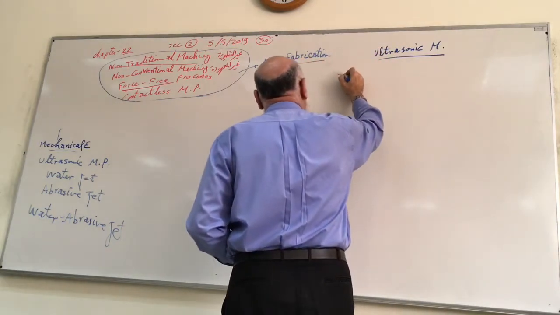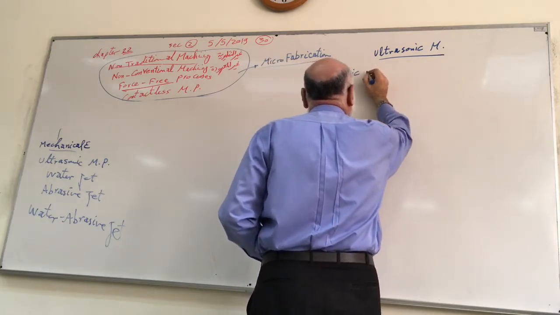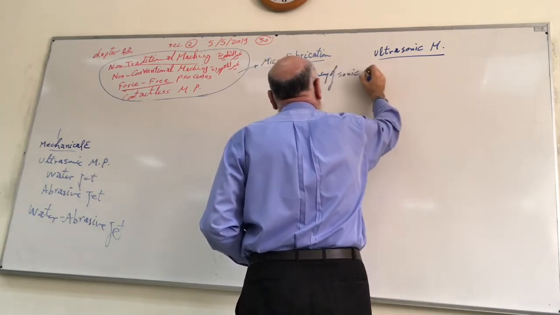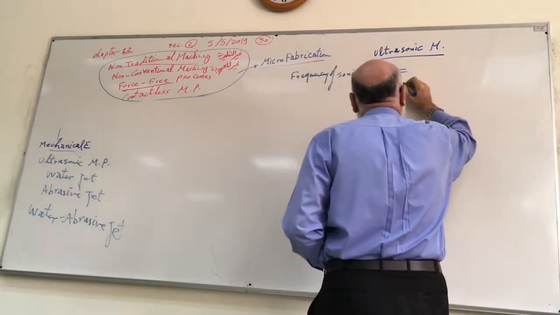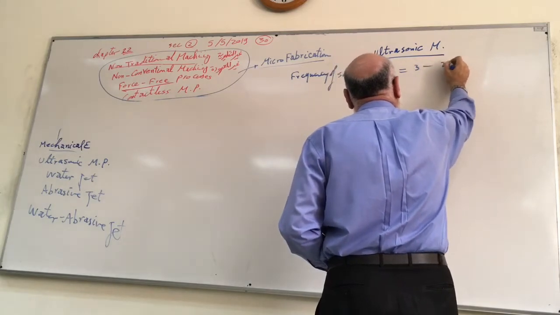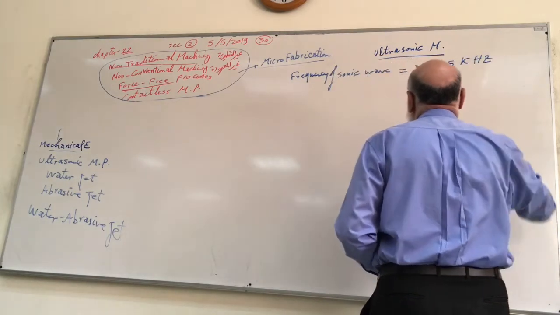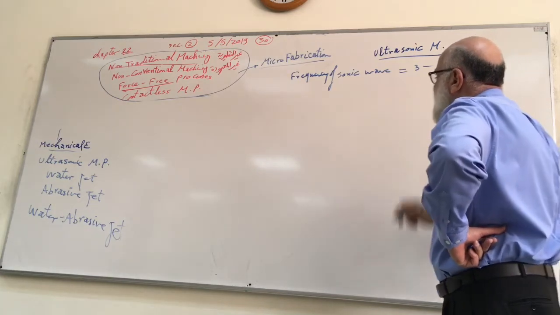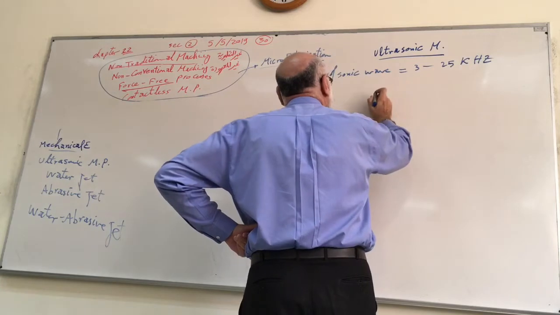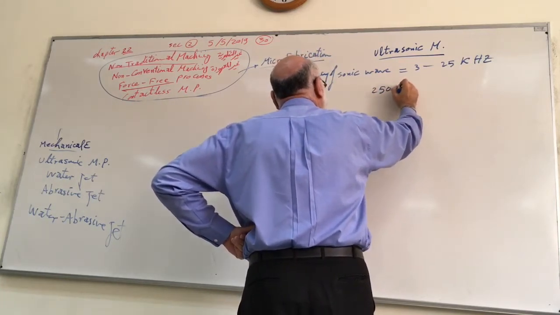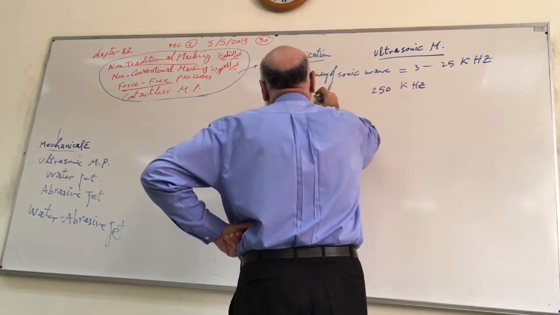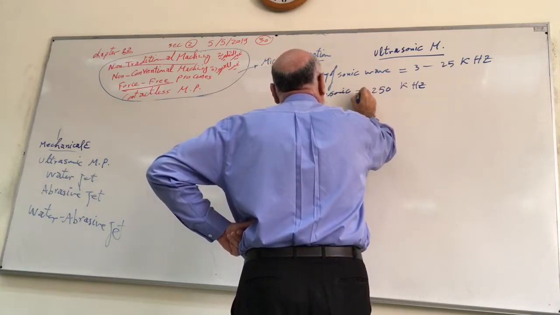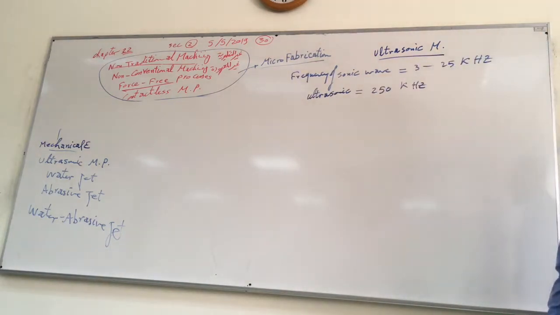You know the sonic wave, and the frequency of the sonic wave ranges from about 3 kilohertz up to 25 kilohertz. Lower than this we cannot hear, and higher than this we cannot hear either. Then we produce a wave of about 250 kilohertz, which is ultrasonic, and higher than this. Okay, this is the frequency of an ultrasonic, about 250 kilohertz.